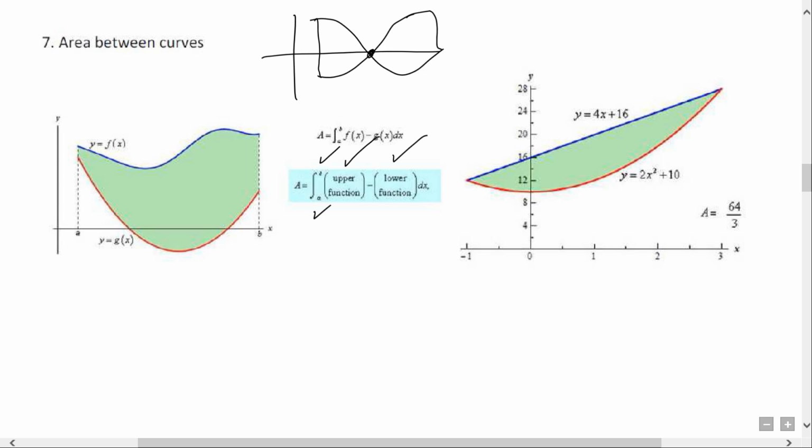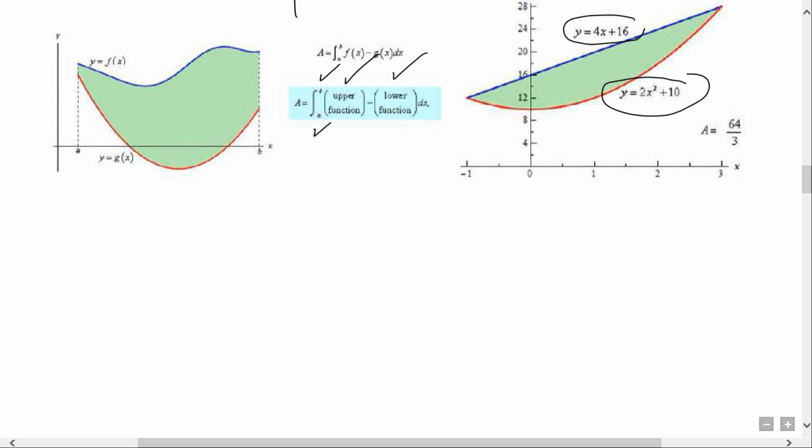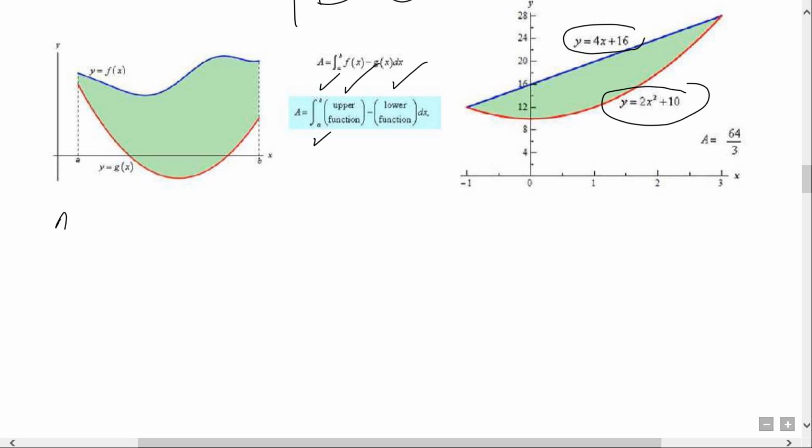In this particular problem, the upper function is always on the upper and the lower function is always on the lower. So for this problem, we want to calculate the area, which is going to be the integral from minus 1 to plus 3 of the upper curve, which is 4x plus 16, minus the lower curve, which is 2x squared plus 10.